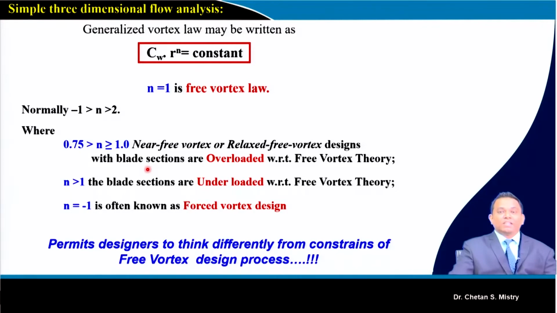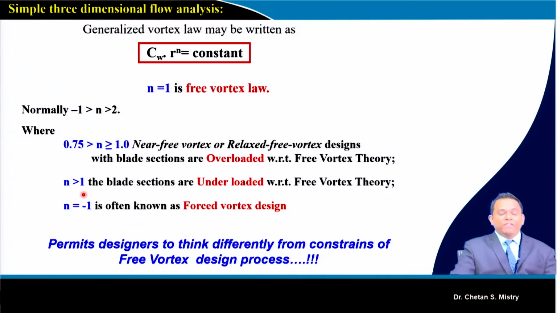If we assume our n is in the range of 0.7 to nearly equal to 1, that gives the relaxed free vortex design, and that gives an overloaded blade design. Now this is very important when we are discussing the design aspects. All the designs we have discussed up till now are of subsonic compressor design. Then we discussed the contra-rotating configuration, that also in the sense of subsonic configuration.